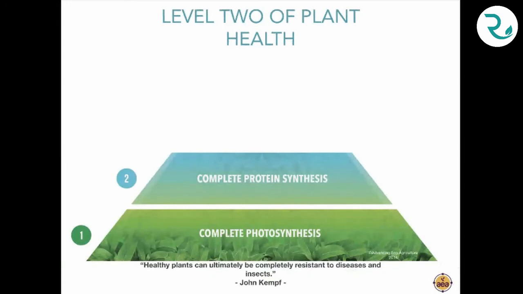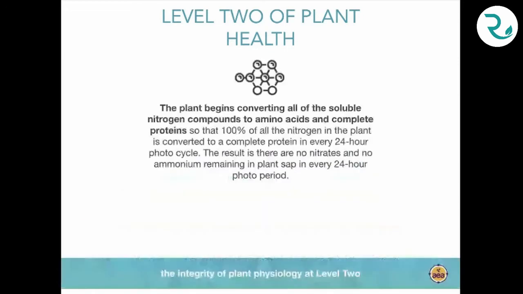The second level of the plant health pyramid is when we have complete protein synthesis. And so I'm going to quickly go through and describe what the process of protein synthesis looks like, some of the biochemistry behind it from a very oversimplified perspective, because understanding protein synthesis and its inverse, protein digestion, is foundational to understanding the mechanisms that allow plants to be resistant to all types of different diseases and insects.